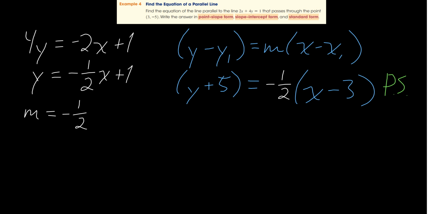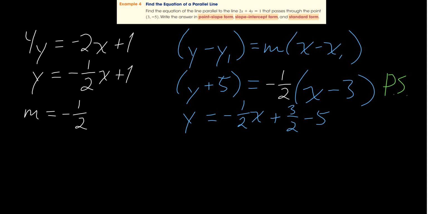All right, and now I'm going to solve this for y to get into slope intercept form. I'm just going to do a couple things in my head, if that's okay with you guys. I'm going to distribute here and then subtract 5 on my next line. So y is equal to, distributing that -1/2, -1/2 x plus 3/2, and then I subtract 5 from both sides.